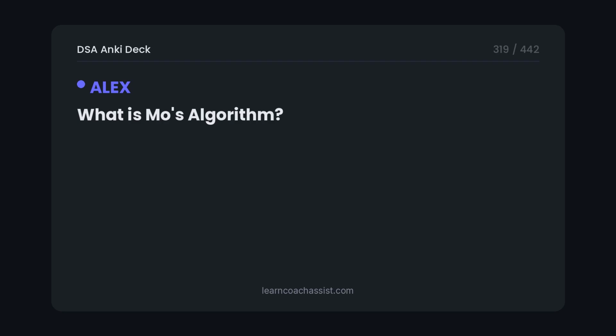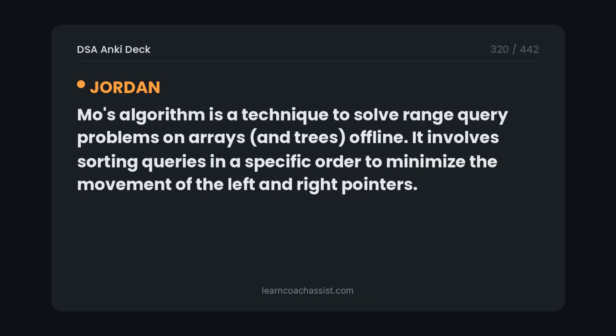What is Mo's algorithm? Mo's algorithm is a technique to solve range query problems on arrays and trees offline. It involves sorting queries in a specific order to minimize the movement of the left and right pointers.